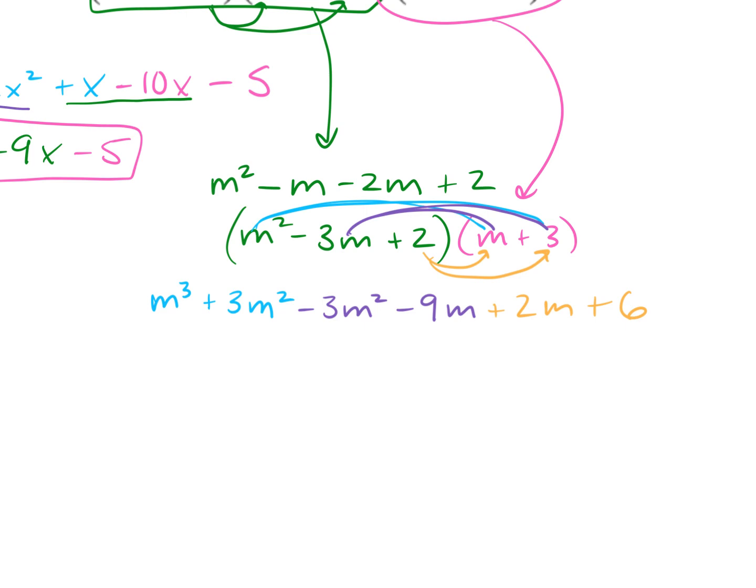Lastly, what do we do? Combine like terms. So m to the third power. What is 3m squared minus 3m squared? They cancel out, 0. Next we have negative 9m plus 2m, negative 7m, and then plus 6.